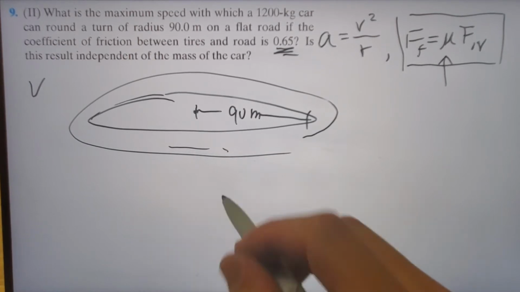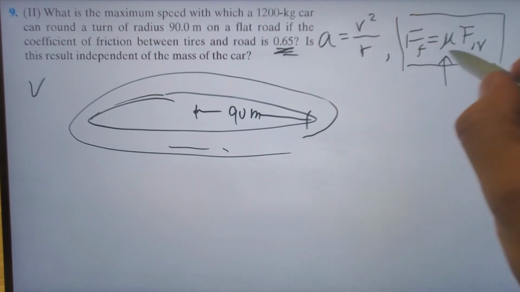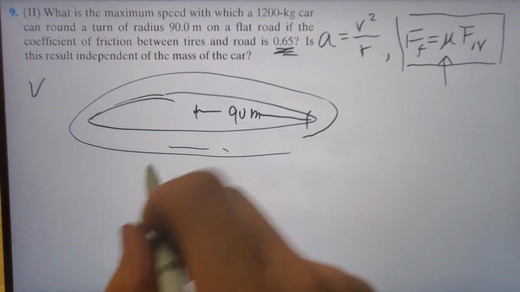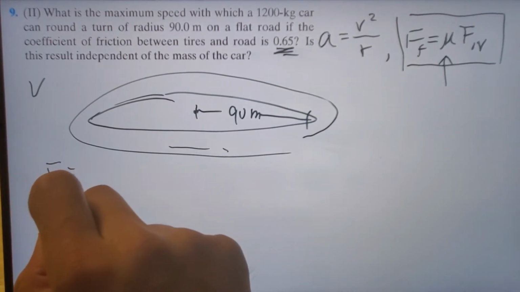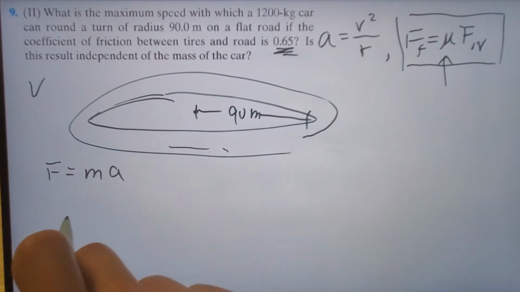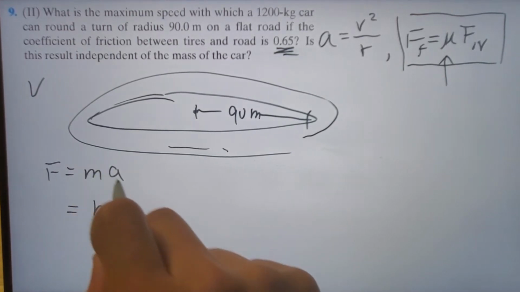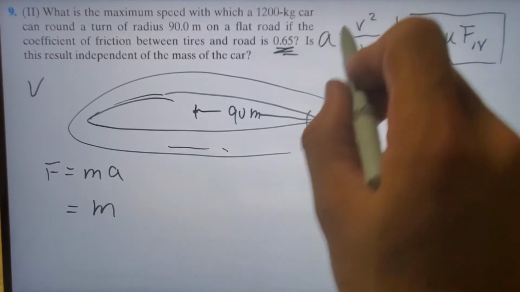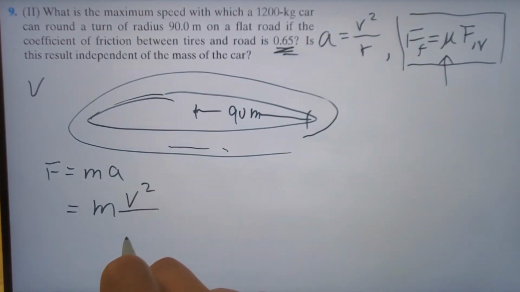So the centripetal force should be equal to the frictional force. What is centripetal force equal to? Force is equal to m times a. So centripetal force will be equal to m times a, and a is over here, so m times v squared divided by r.